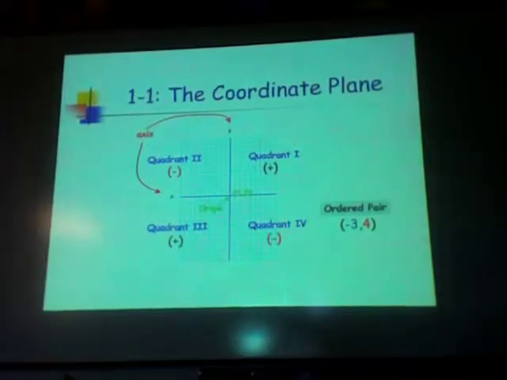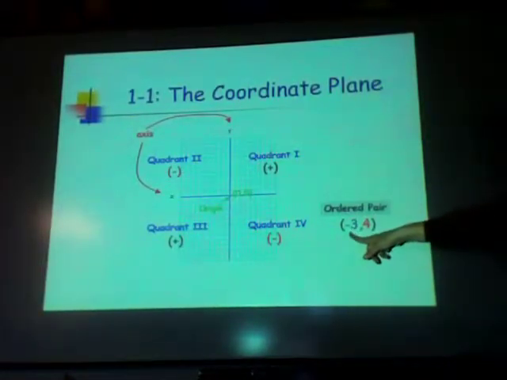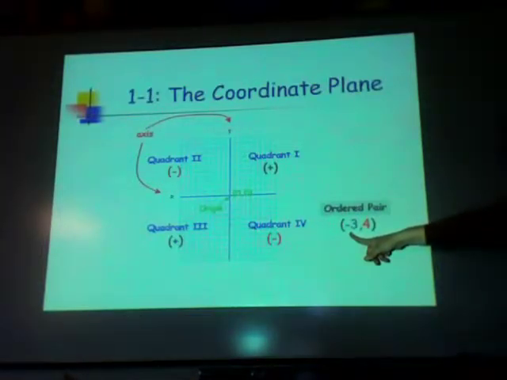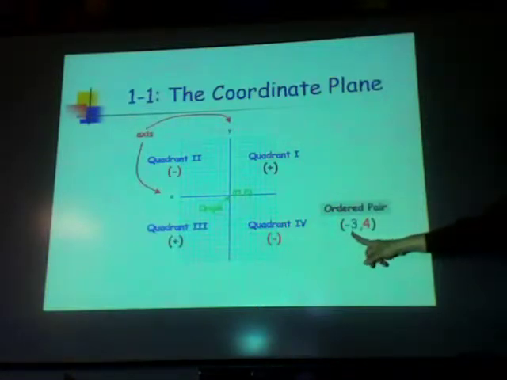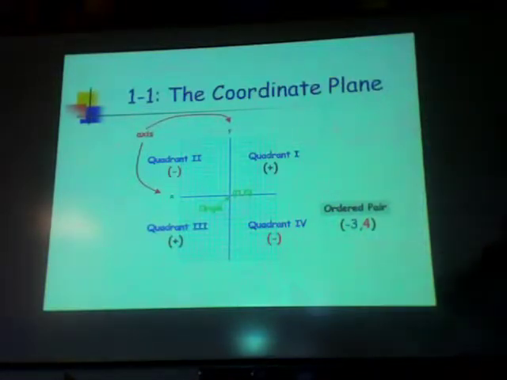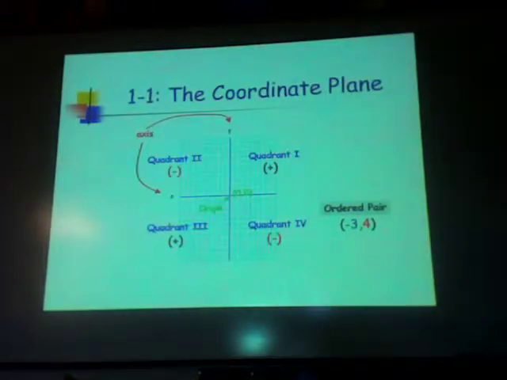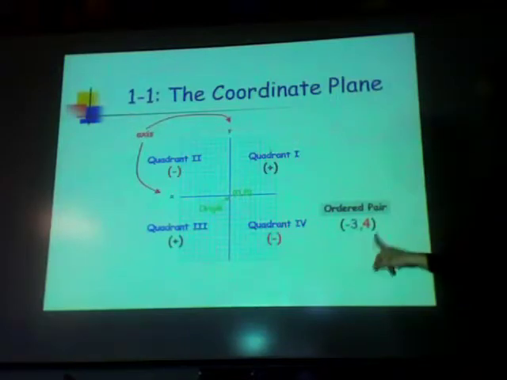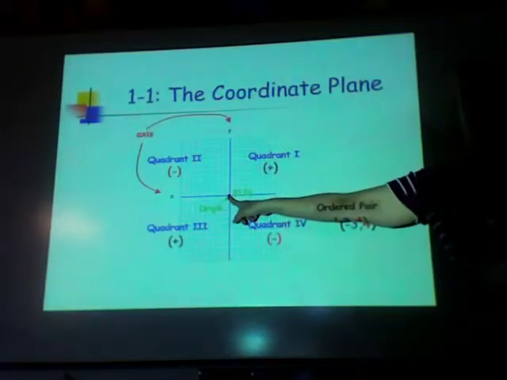So here's just an example of an ordered pair. You have two numbers in your ordered pair. What value is this? The -3. Is it your x value or your y value? It's your x value, and so the 4 must be your y value. They go alphabetically, don't they? X and then y.